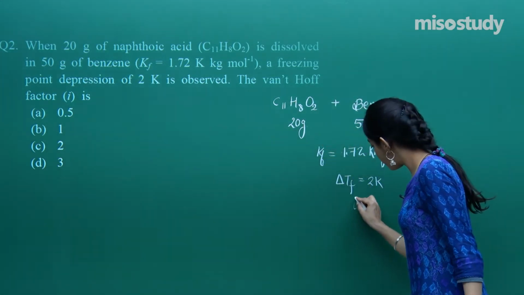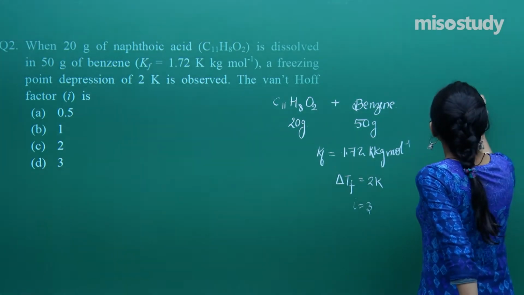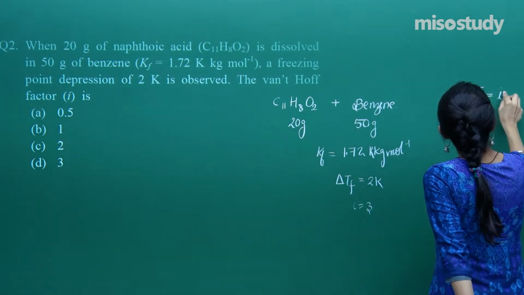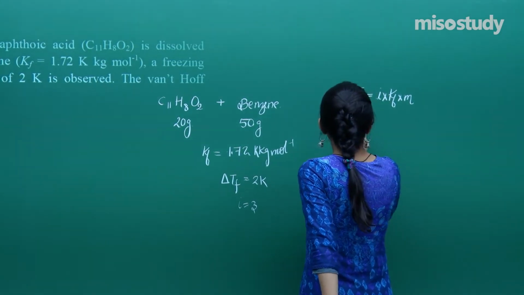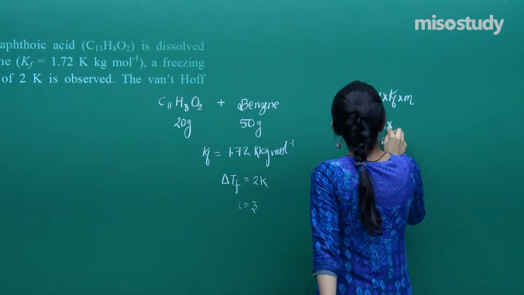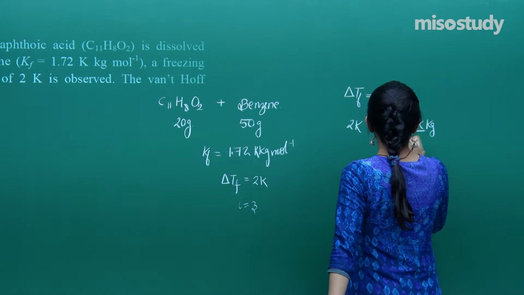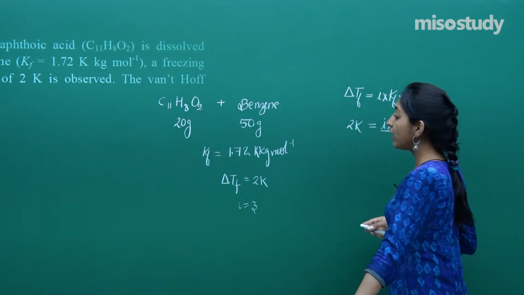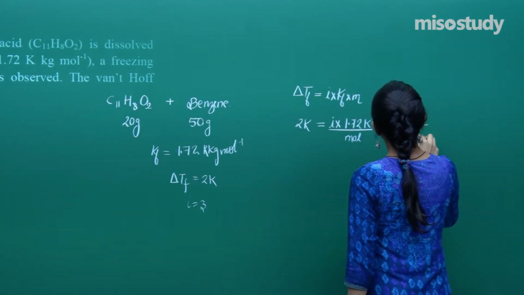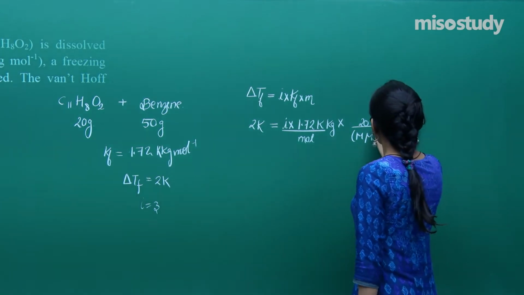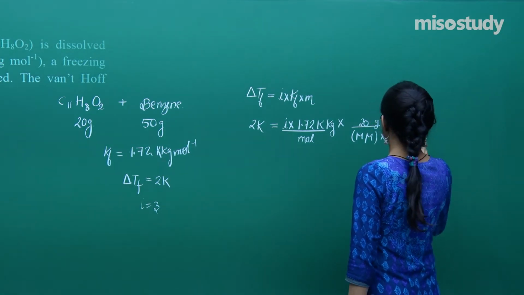So you need to tell me what should be the Van't Hoff factor i. Once again a very simple and direct question. We know delta Tf is equal to i into Kf into molality. Delta Tf is 2 Kelvin, i we need to calculate, multiplied by Kf, 1.72 Kelvin kg mole inverse, multiplied by molality. Molality is given mass by molar mass, divided by mass of solvent in kg. So 50 divided by 1000 kg.